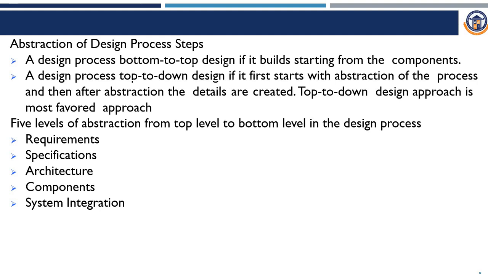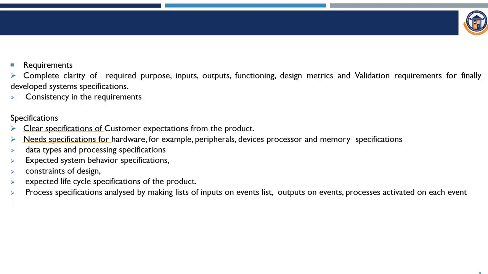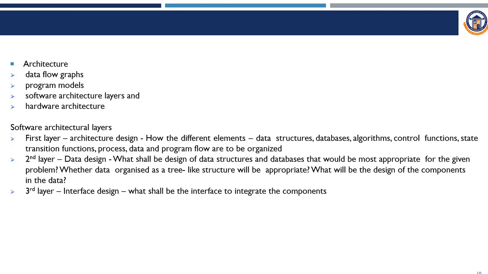There are 5 levels of abstraction from the top level to the bottom level in the design process. First one is requirements, second specification, the third one is architecture, components, finally system integration. Requirements, we need to know about the complete clarity of the required purpose, inputs, outputs, functioning, design metrics and so on. Specification, clear specification of the customer expectation from the product must be well understood. Expected life cycle, specification, process specification and so on.